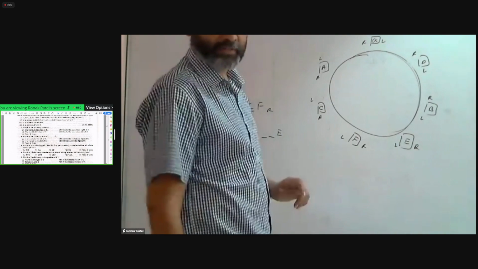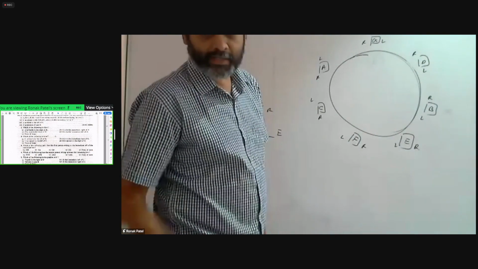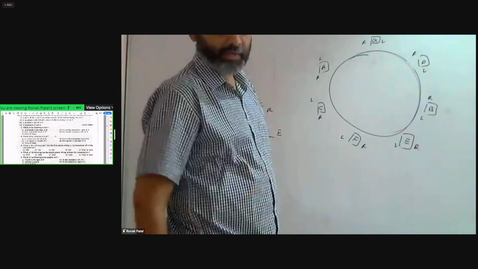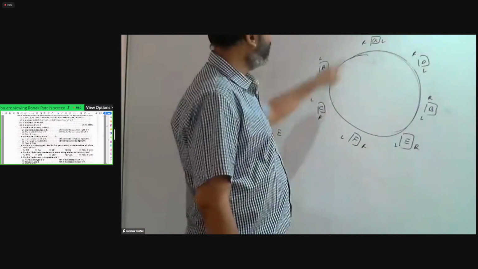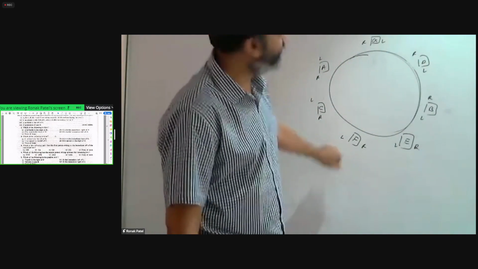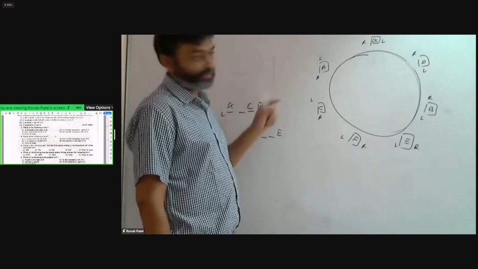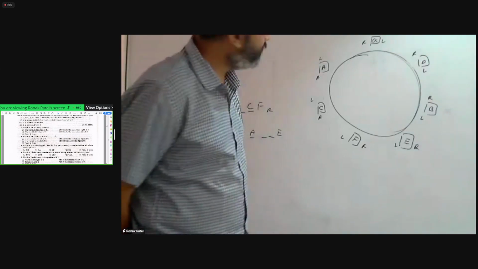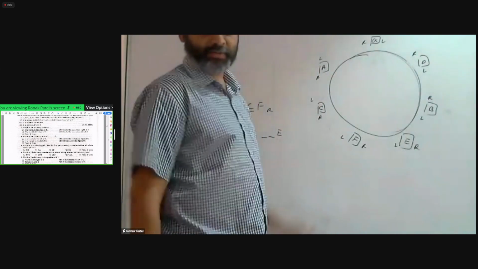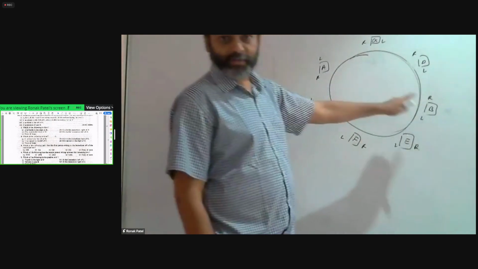Which of the following is false? A is 4 to the left of E. So 1, 2, 3, 4. That is wrong. G is immediately right of D, right? F is third to the right of D. First, second, third, and fourth. We are getting fourth place. A is 4 to the right of E. 1, 2, 3, 4. First statement is right. Sorry. C is wrong. B is immediately left of D. So immediately left of D is B. That is also right. So option C is wrong.